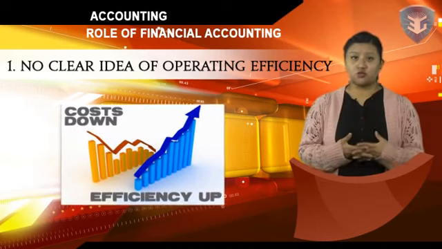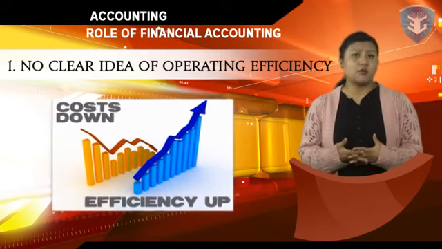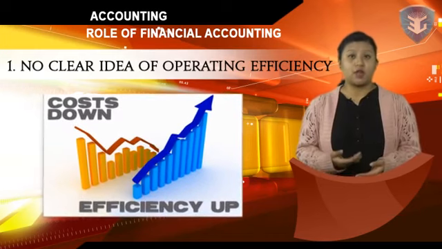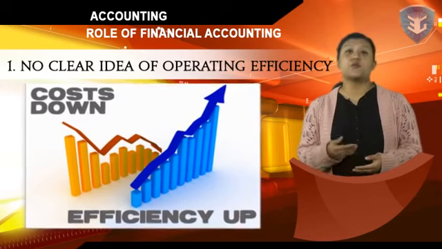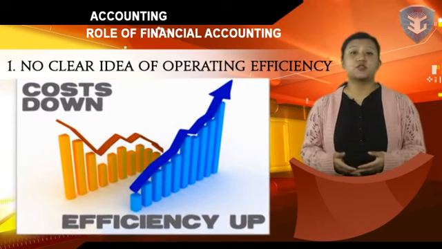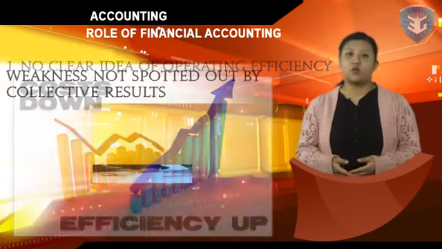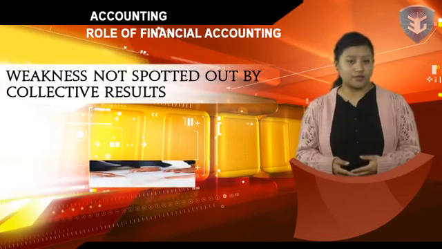Profits may be more or less not because of efficiency or inefficiency, but because of inflation or trade depression. Financial accounting will not give a clear picture of operating efficiency when prices are rising or decreasing because of inflation or trade depression. Weakness not spotted out by collective results.